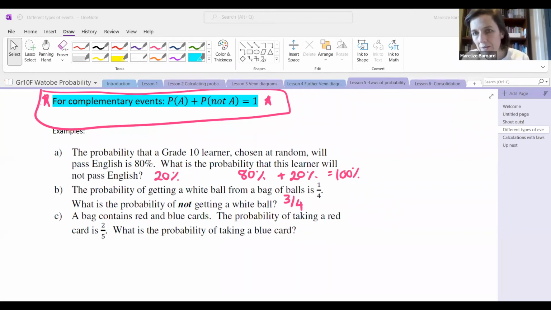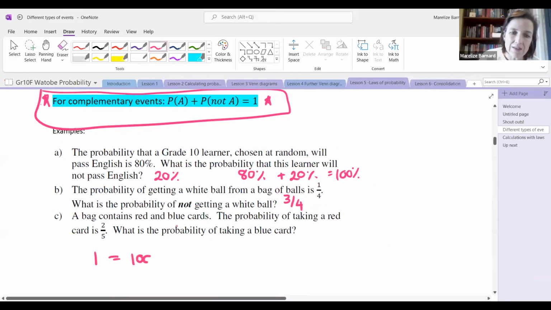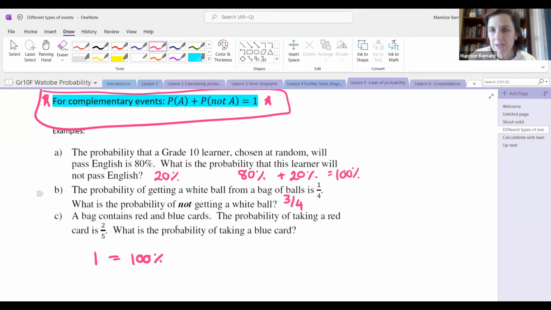I think they're having a problem with the difference between the 100% and the fractions. I think there's a bit of a disconnect. Guys, 1 is the same as 100%. So if we've got percentages, then all the probabilities must add up to 1, and 1 is 100%. How do we get 3/4?